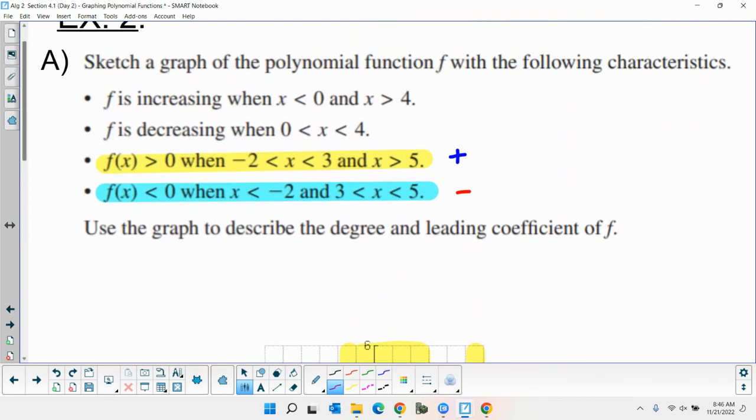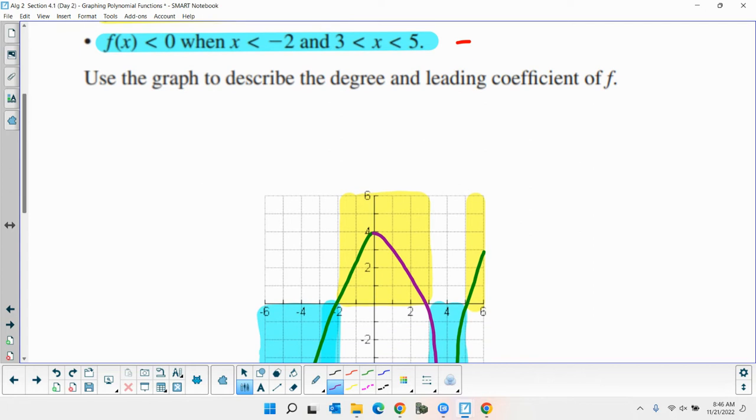All right, so what I did first, again, is highlighted where it was positive between negative 2 and 3. There's my negative 2x, and there's my 3x. It's above and greater than 5. Less than negative 2 forever, it's negative, and between 3 and 5, it's negative.